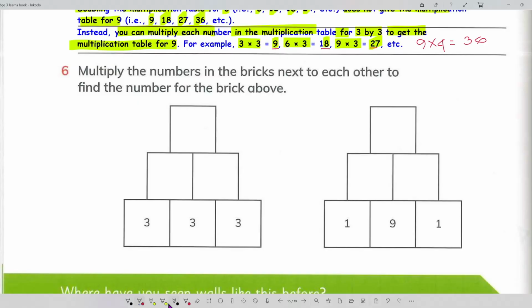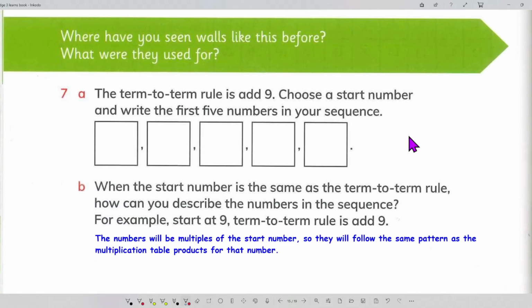Number 6. Multiply the numbers in the bricks next to each other to find the number for the brick above. Like here is 3 and 3, we have to multiply, it will become 9. Again 3 and 3, here is also 9. Then 9 and 9, it will be 81. Same thing, here is 9 and here is 1 and 9. Once we multiply, we will get 9. 9 times 1 will be 9. 9 times 9 will be 81. Very simple.